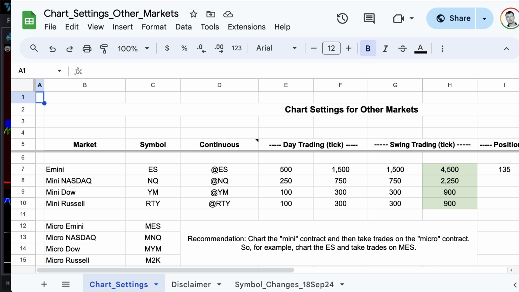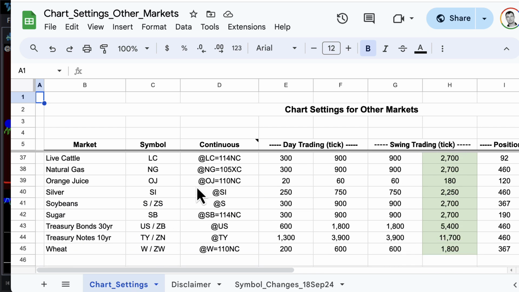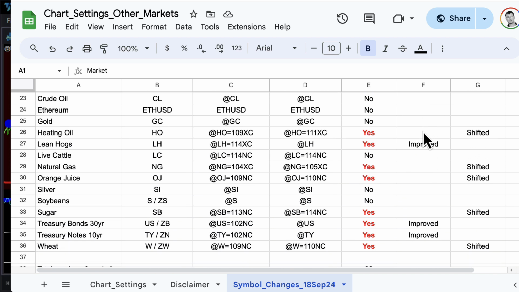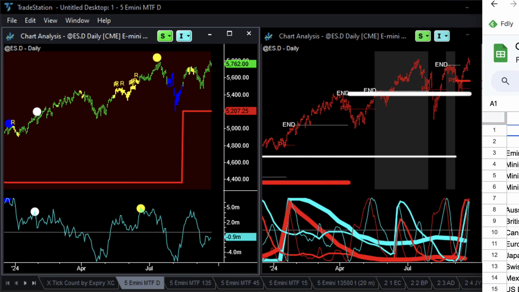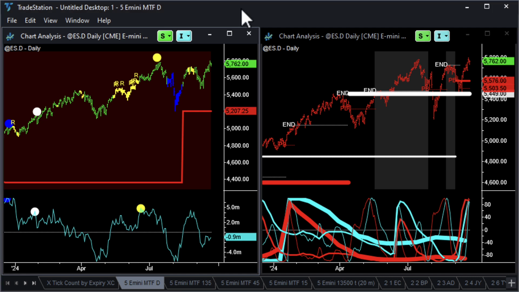If you are a subscriber to the Better Indicators, the chart settings other markets spreadsheet now has these correct continuous contracts that I'll be using, and it also shows you the symbol changes that we've made in the last couple of days. So a few of these have changed, and I'll show you the reason. It's all for the good. It's made things easier using the TradeStation platform. If anybody's interested in the details of that, please let me know in the comments, and I'll do an additional video on this. So let's talk about the daily chart of the Emini first.